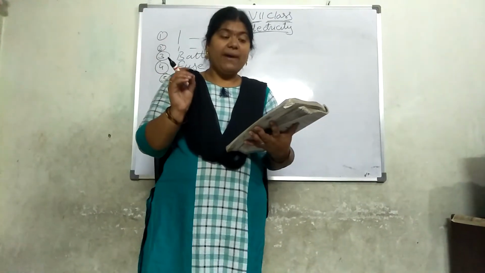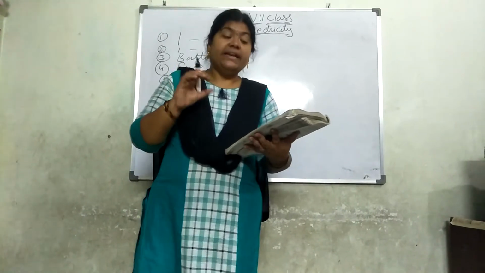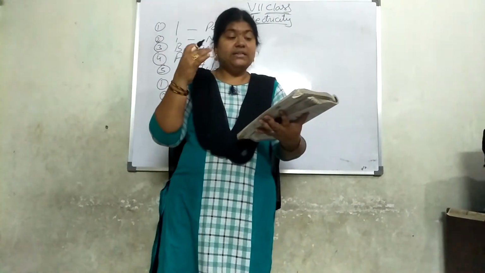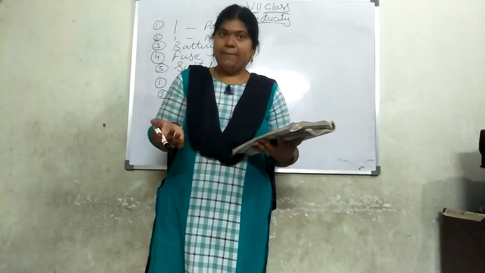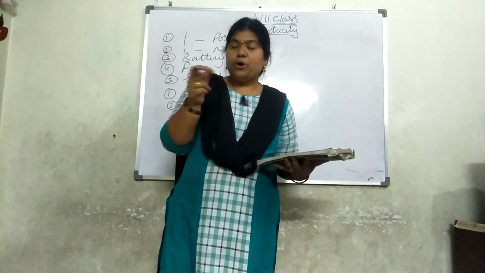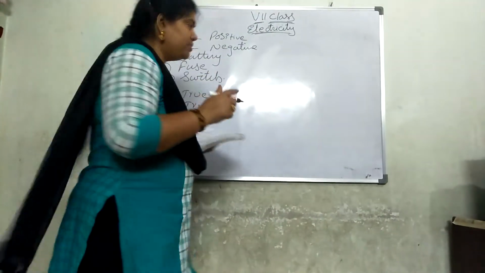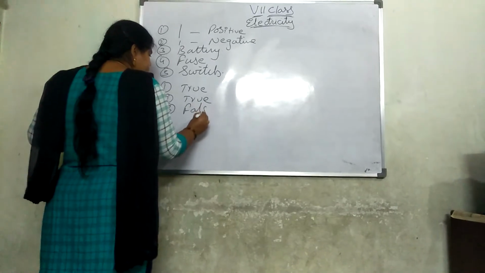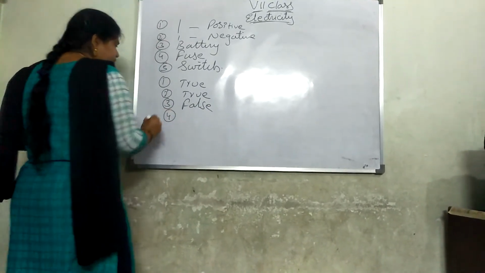Third one, to make a battery of two cells, negative terminal of one is connected to negative terminal of the other. Will it happen? Negative should be connected to positive. Positive should be connected to negative. So what he gave, the third one, is false.